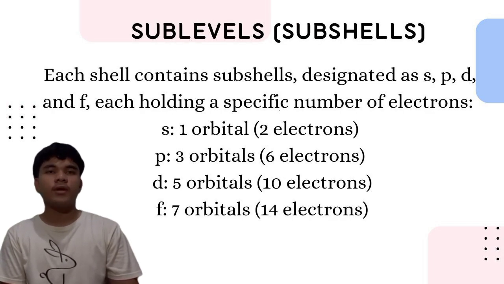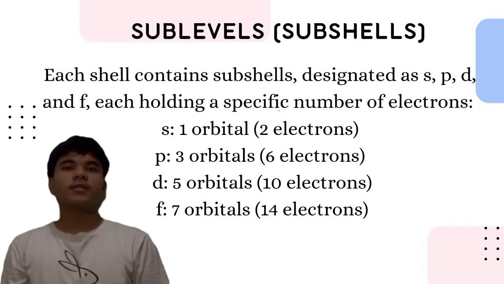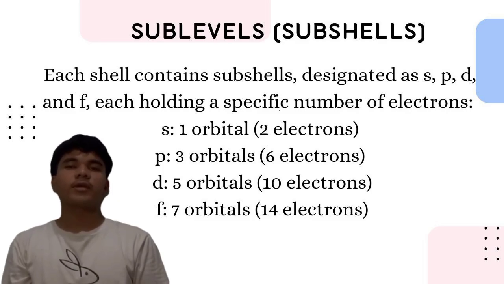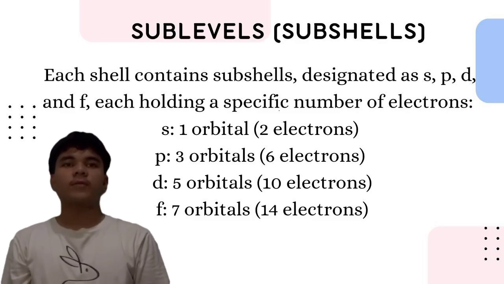Sublevels or subshells. Each shell contains subshells designated as s, p, d, and f, each holding a specific number of electrons. s: 1 orbital, which can hold 2 electrons. p: 3 orbitals, which can hold 6 electrons. d: 5 orbitals, which can hold 10 electrons. f: 7 orbitals, which can hold 14 electrons.